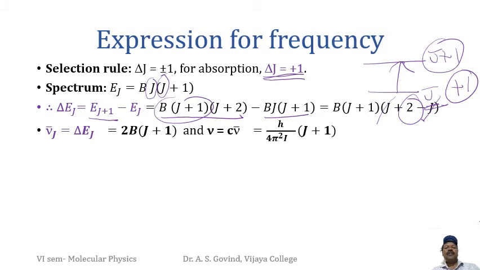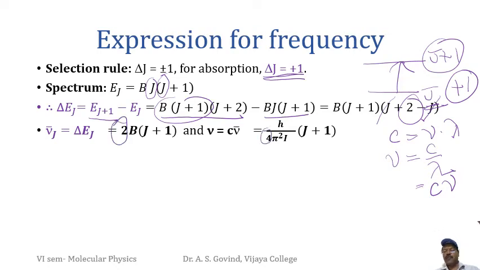And if you want frequency, it should be multiplied by C. So remember that velocity is frequency into wavelength, and frequency is therefore C by lambda. This 1 by lambda is nu bar. So therefore it is C into nu bar. So frequency is C into nu bar. So when you multiply it by C, one C here gets cancelled, which was there in the B. So you'll get h by 4 pi square I into (J plus 1). This 4 comes because in the B you had 8 and you have a 2 here, and cancelling that you are getting a 4.